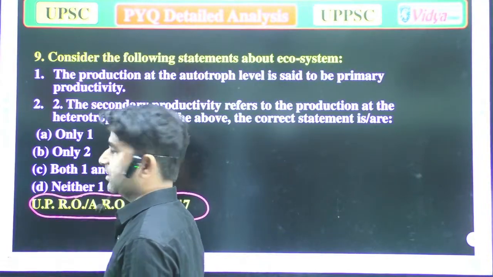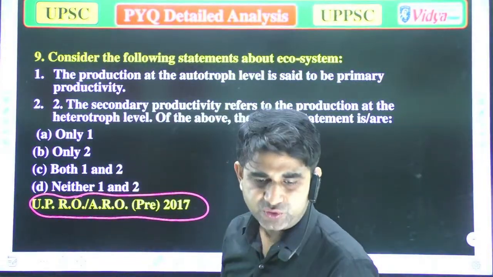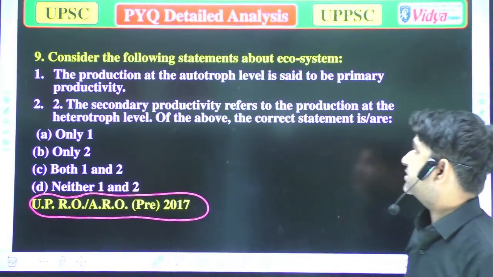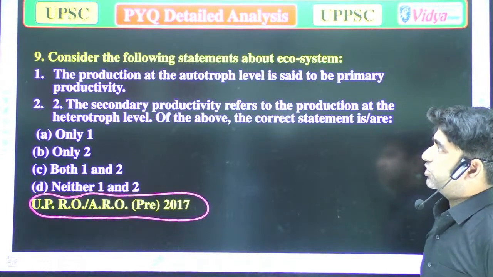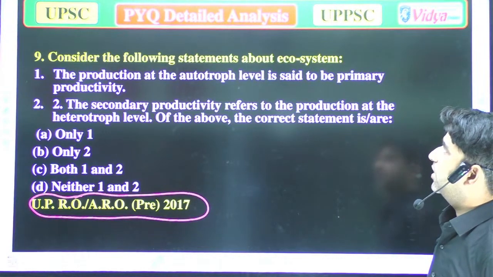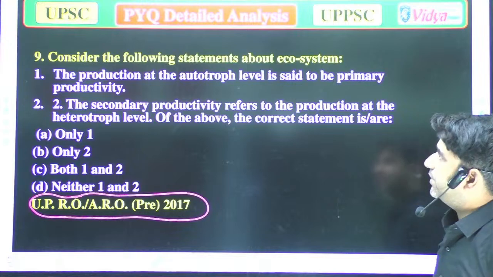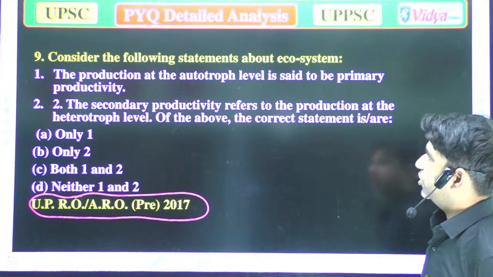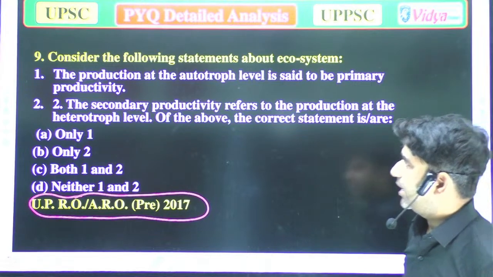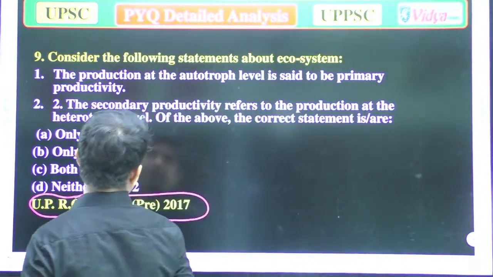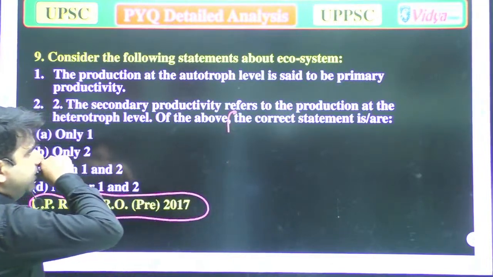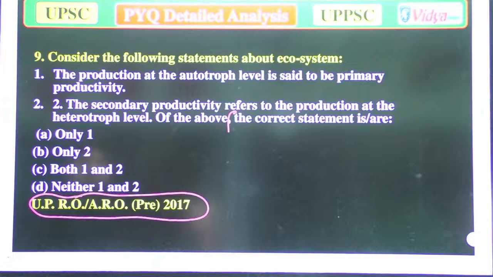So now you can see why this question is important. Consider the following statements about the ecosystem. A, the production at the autotroph level is said to be primary productivity. B, the secondary productivity refers to the production at the heterotrophic level. Which of the following statements is correct?